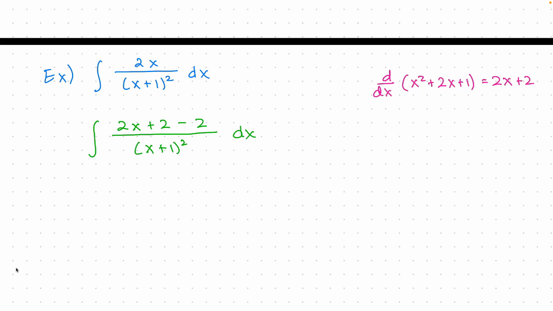And we get this. Which then means, think about this as 2 separate fractions. You have 2x plus 2 over x plus 1 squared, and then we have 2 over x plus 1 squared. So now the first one's good to go. We have the derivative of the bottom on the top. We know this guy's going to be natural log. So any questions so far? Because now the question is, did that help us? What about this guy? How do we integrate that?